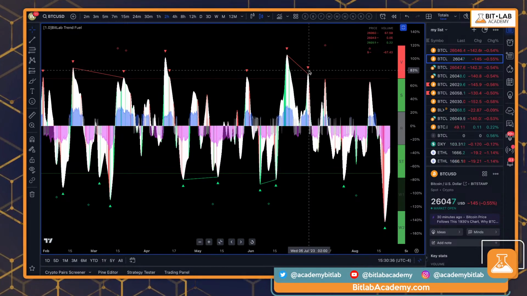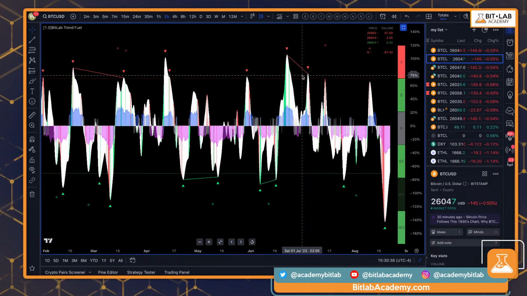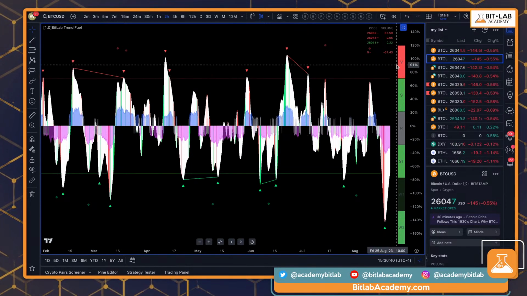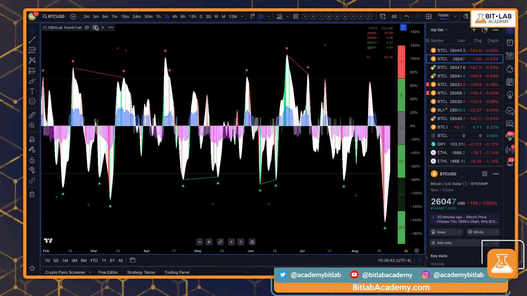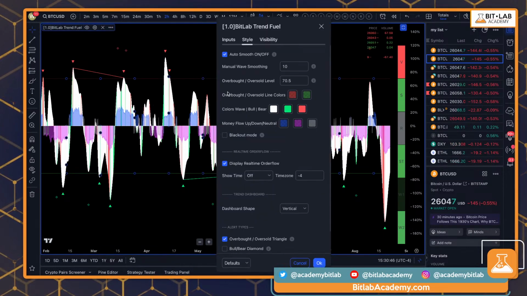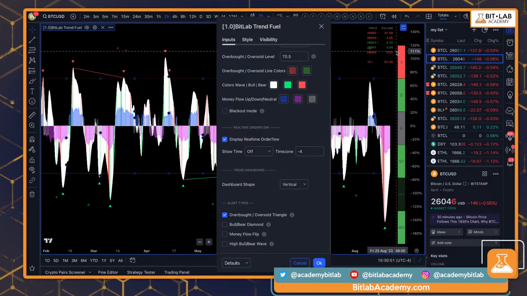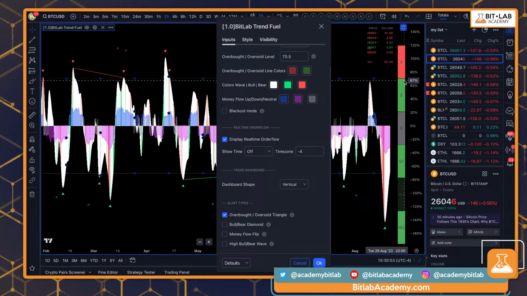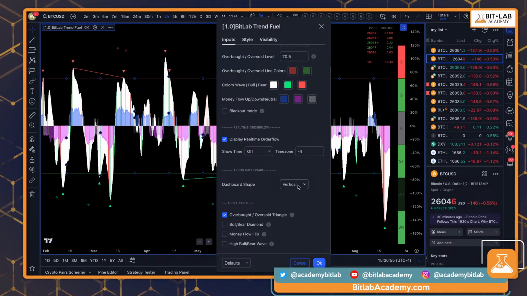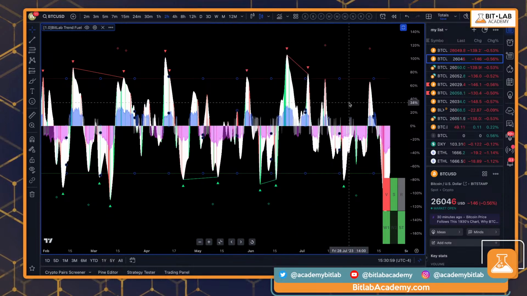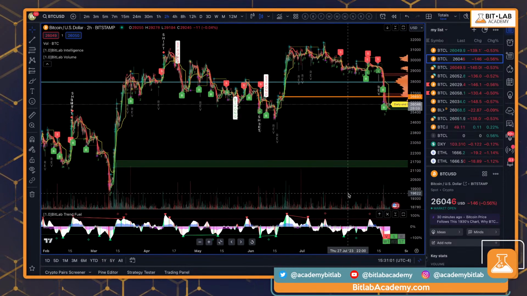Now, in addition to this, we can also see we have this dashboard on the right. Again, I'm going to come back to the settings up here, this gear wheel, and I want to show you something here on these inputs. See right here where it says dashboard shape. I like mine as vertical because it makes it very clean, especially if you pull it up on your phone. You can come right here, go to square, and you basically get a square block like this. So this is what it looks like down here.